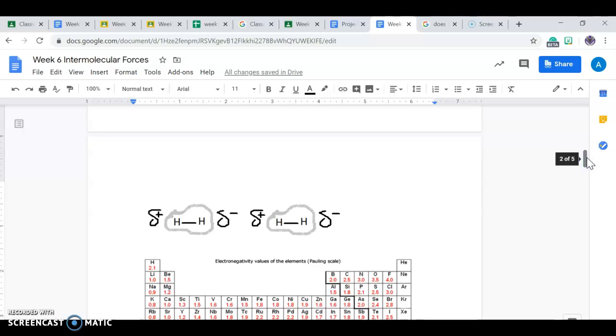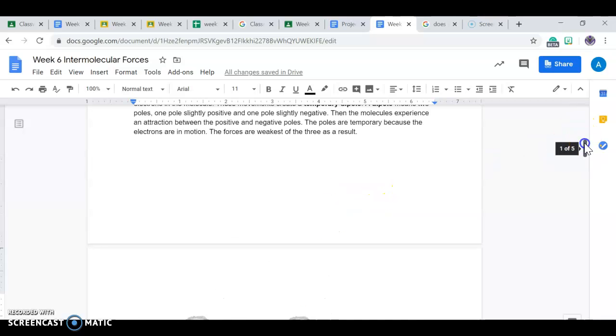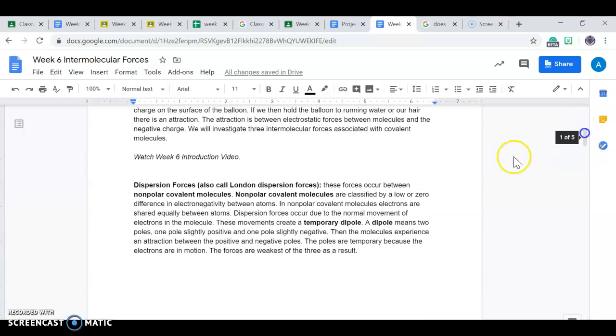Okay, so remember, non-polar covalent, temporary partial positive, partial negative. All right, weak attraction. It's a temporary dipole. So that's how we can think about those.